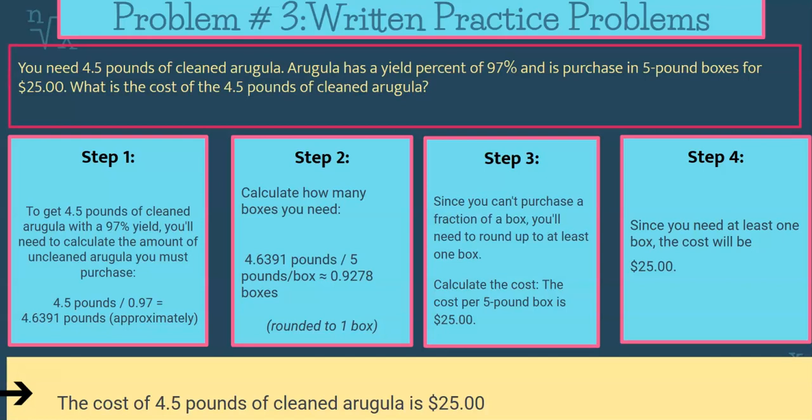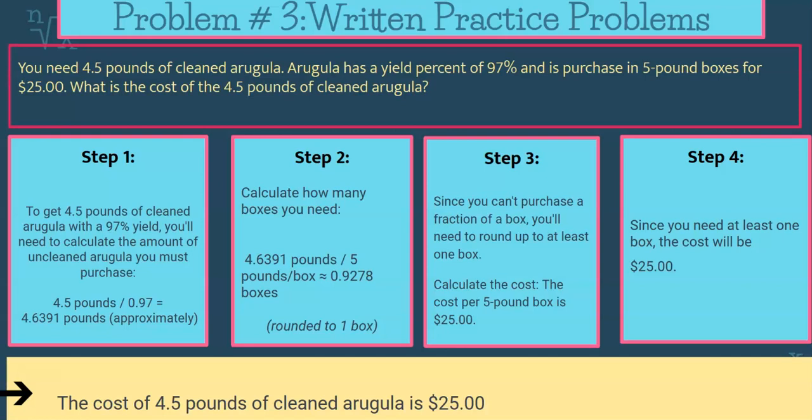So, a bunch of information here like the others. So step 1, to get 4.5 pounds of cleaned arugula with 97% yield, you need to calculate the amount of uncleaned arugula you need to purchase first. So you're accounting for the yield percent first. You take the 4.5 pounds that you need and you divide that by 0.97, which is the yield percent as a decimal, and you are going to need to purchase 4.6391 pounds of the arugula. All right, so that will start us off right off the bat.